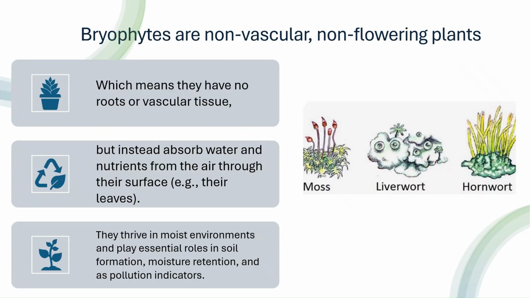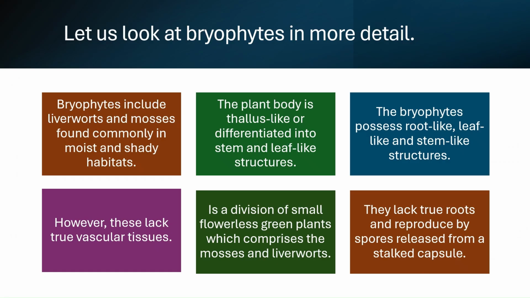Bryophytes. Bryophytes are non-vascular, non-flowering plants, which means they have no roots or vascular tissue. But instead, they absorb water and nutrients from the air through their surface, that is, through their leaves. They thrive in moist environments and play essential roles in soil formation, moisture retention, and as pollution indicators. Now let us look at bryophytes in more detail. Bryophytes include liverworts and mosses found commonly in moist and shady habitats.